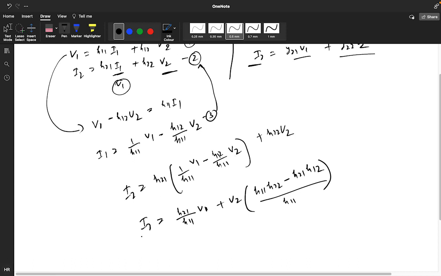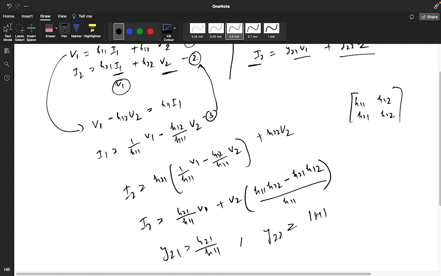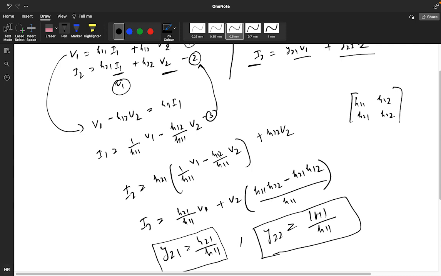So Y21 is what? Y21 is H21 divided by H11, and Y22 is what? You have the H parameters H11, H12, H21, H22. So H11 into H22 minus H12 into H21 is the determinant of the H parameter, divided by H11. So we got these combinations, right? Is it clear? Prasanna, is it clear how we get the result? Vaishnavi, is it clear, or any doubt? Priyanka, any doubt?